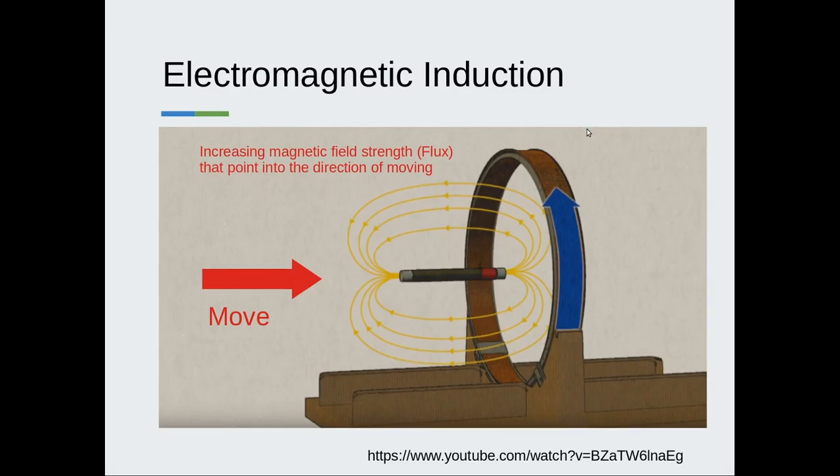And if you want to do it specifically, we are actually calculating the flux of the magnetic field, so it's related to the direction and the strength at the same time, to be very specific. So the magnetic field strength or magnetic flux that points into the direction of the moving is increasing if you move your bar magnet this way. And this kind of movement creates a current running on your wire. So this is the first important message in the video.